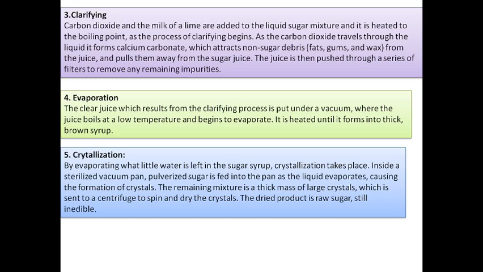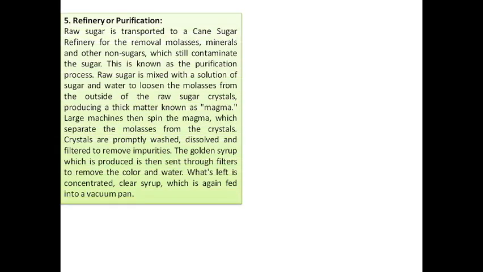As a result, the crystals we obtain in this process are raw sugar. It's still inedible, we cannot consume it. Now next is the refinery. Till now we have covered the steps which are done in the mills.